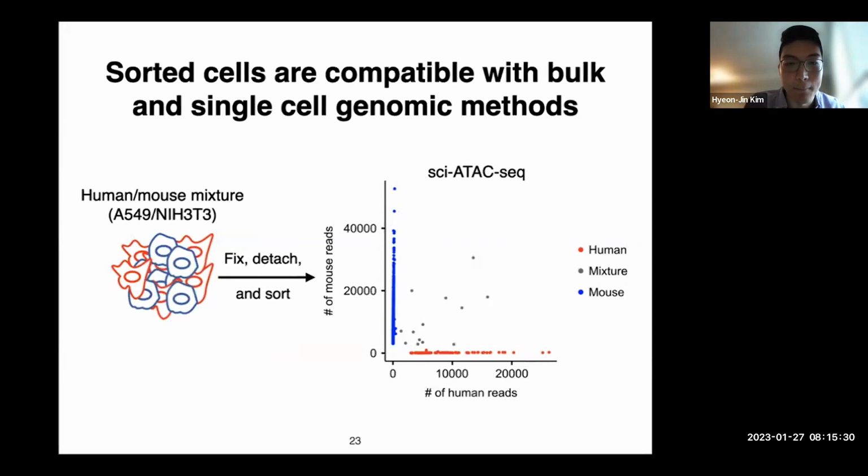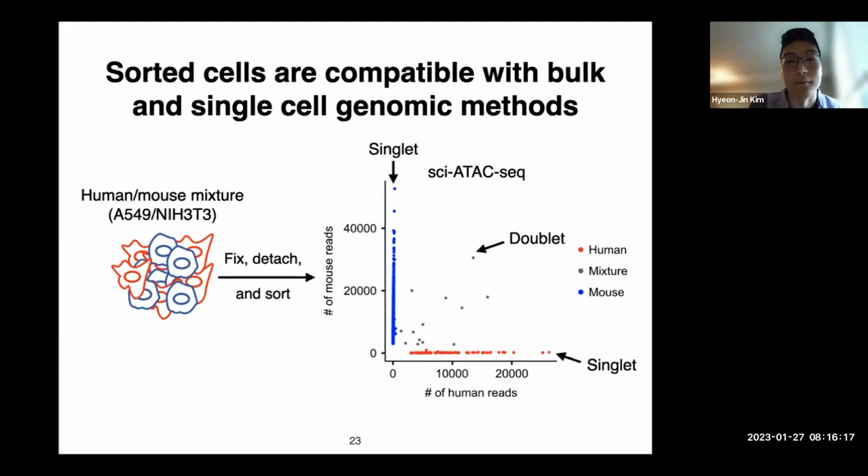And also, what we saw is that when we do some of these experiments and then sort nuclei, we can apply single-cell TAC-seq and single-cell RNA-seq on them. What I show you here is a test experiment that has a mixture of human and mouse cells together. When we follow the same protocol, where we fix the cells on the plate, detach them and sort them, and then do TAC-seq on them, you can see that we mostly get singlet populations as well as some doublets.